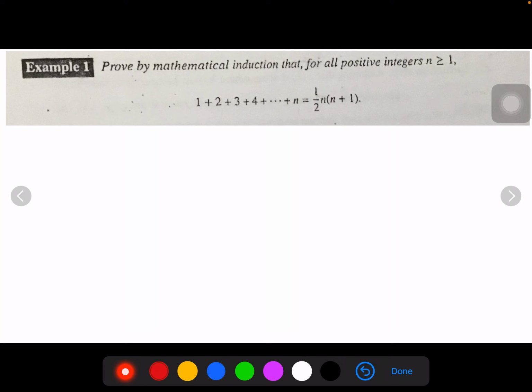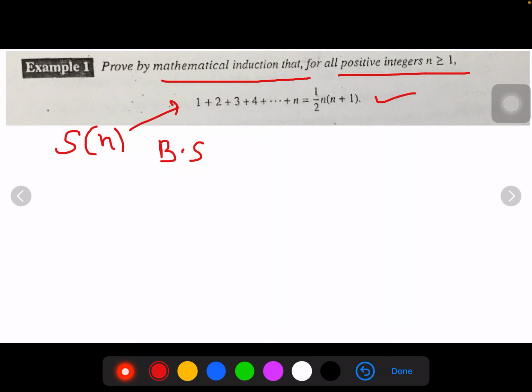Okay, we are moving on to first problem. Prove by mathematical induction, for all positive integers n greater than or equal to 1, the following statements. So as per the explanation of the definition, we have to denote S of n as this, and as per the basis step, what you should do is put n is equal to 1, starting value as per the given condition, and check is that S1 is true.